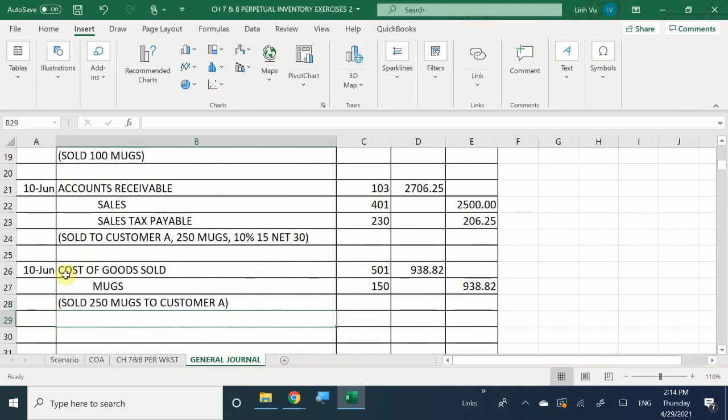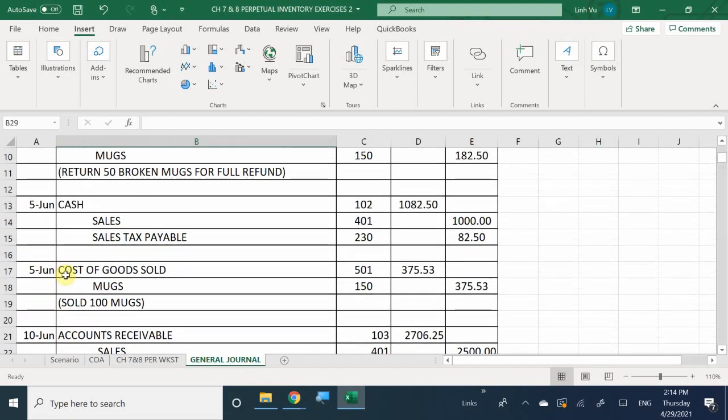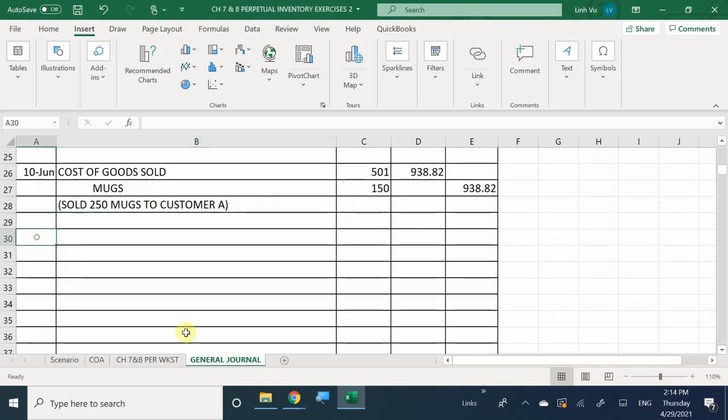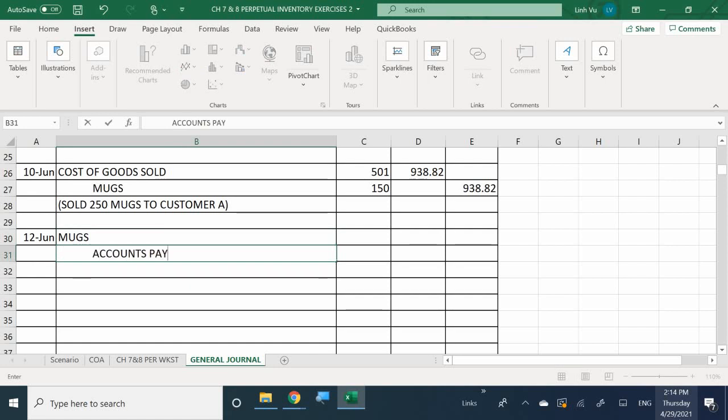Inventory, accounts payable. Okay, so in this case, what was my specific inventory item? Mugs. Mugs, good. So this is June 12th. I'm going to go ahead and journalize that I purchased mugs and I place it on an account, so accounts payable.